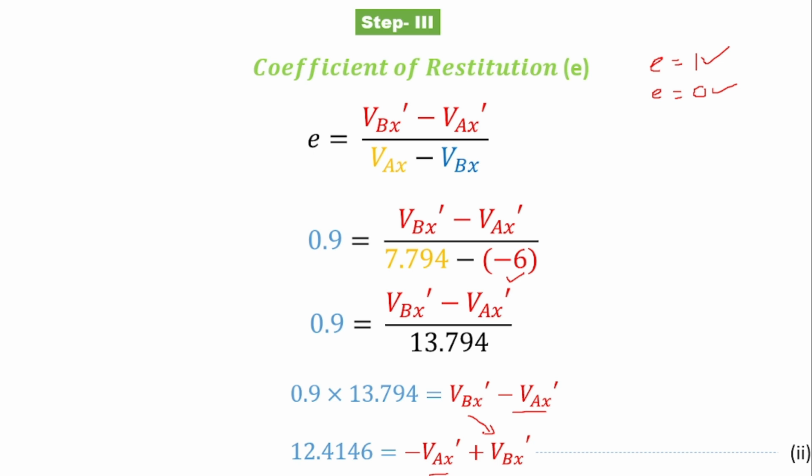So by using conservation of momentum, we get equation 1, and by using coefficient of restitution, we get the second equation. It is very difficult to make any mistake in this calculation because it is very simple, but you have to be careful while putting the values of the velocities in terms of plus and minus.